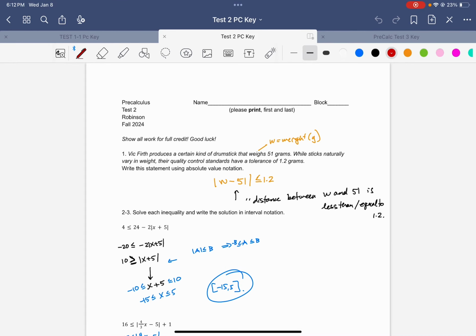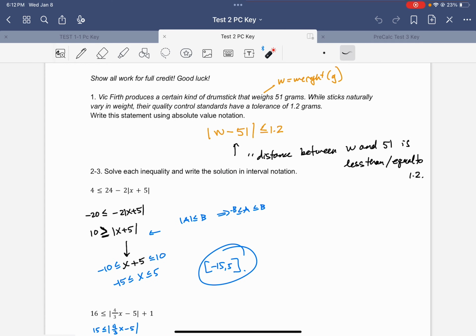Okay, now that I have my pen charging, let's do test 2.